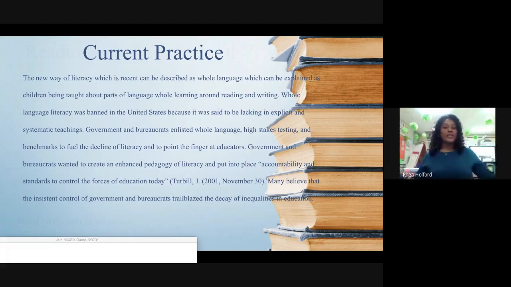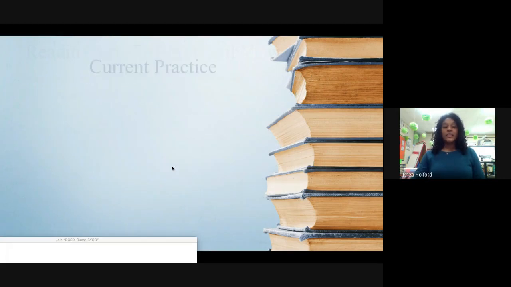We all know about this, kindergarten teachers. Government and bureaucrats wanted to create an enhanced pedagogy of literacy and put into place accountability and standards to control the forces of education today. Many believe that the insistent control of government and bureaucrats trailblazed the decay of inequalities in education. We talk about this a lot in our kindergarten meetings.